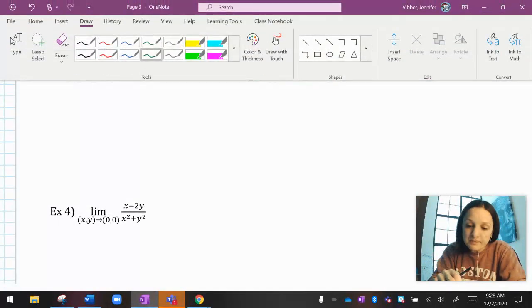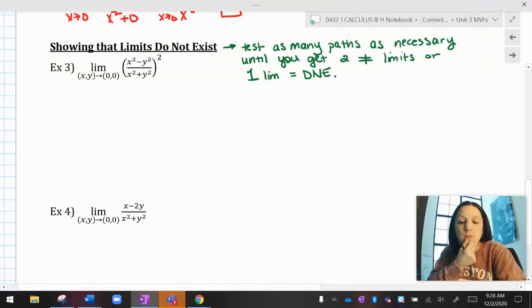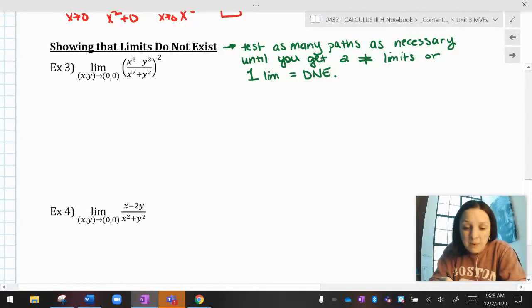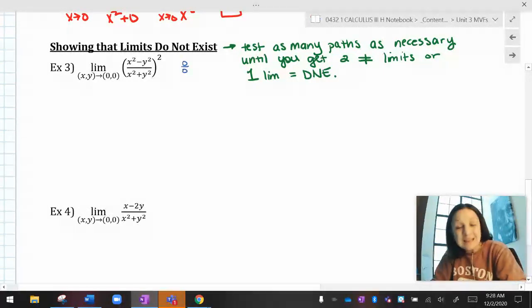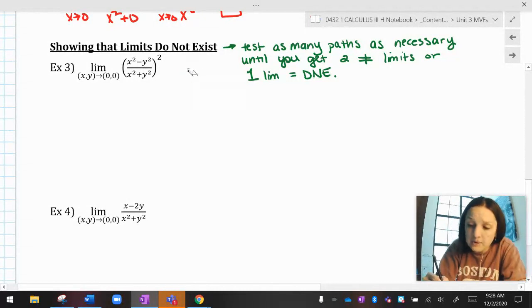Number 3 here. I've got the limit as (x, y) approaches (0, 0) of (x squared minus y squared) over (x squared plus y squared), all squared. And if I plug 0, 0 into that, I get 0 over 0 in the beginning. All right, so I know I can't just straight up evaluate it. So now we're going to try paths.